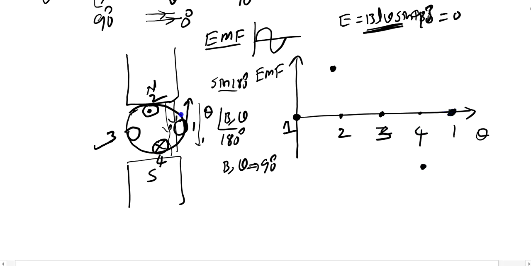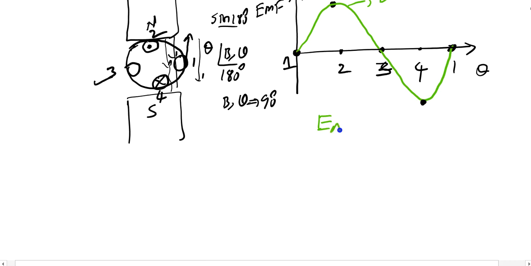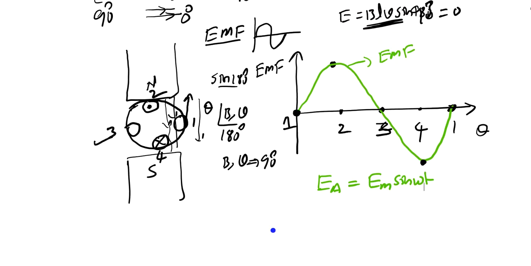So this is how, as it rotates completely, my sinusoidal signal is going to be generated like this. This is the EMF: whenever my conductor is rotating, a sinusoidal signal is generated in the machine. So you can say it is the EMF wave generated, and you can say that e = Em sin omega t.